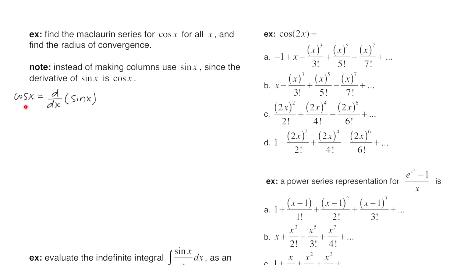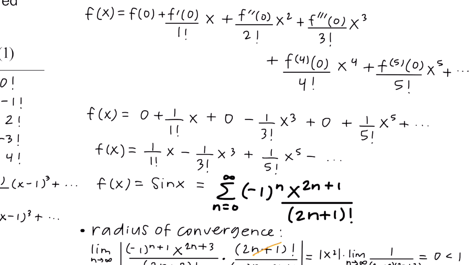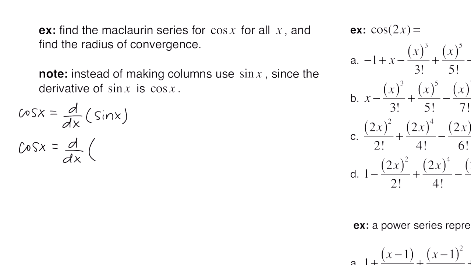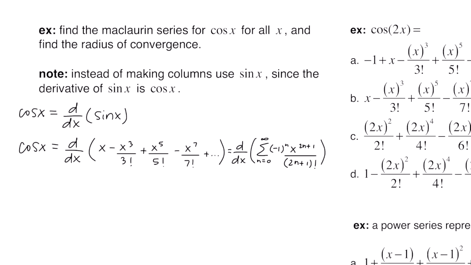So we have that cosine is equal to the derivative of sine, and this is the problem we just did. We have that sine of x equals x minus x cubed over 3 factorial plus x to the 5th over 5 factorial, and then it keeps going. So since sine equals those terms, we'll write them here. So again, cosine equals the derivative of sine, and I have it written out here, and then we also have its sigma notation. So we're going to do term by term differentiation.